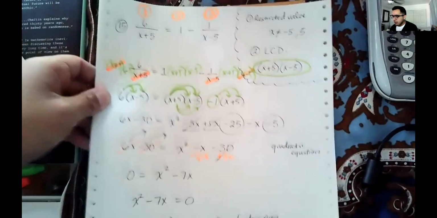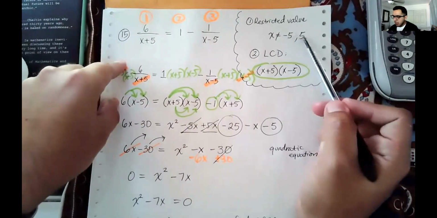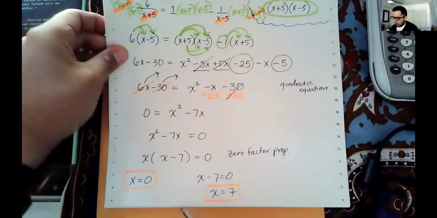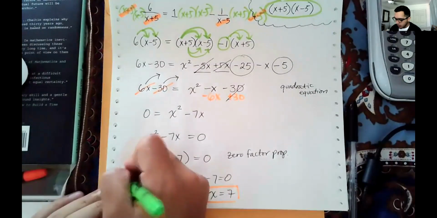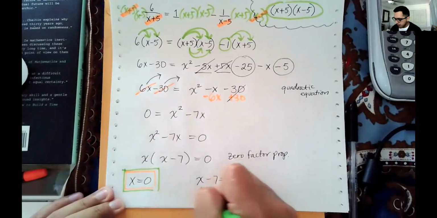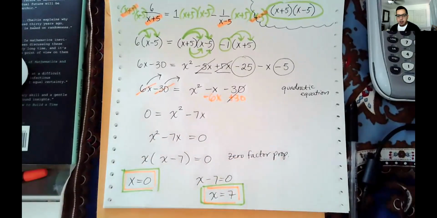So our restricted values that we found at the very beginning of this problem are -5 and 5. Since neither of them are restricted, both of these solutions will work. Does anybody have any questions? Okay.